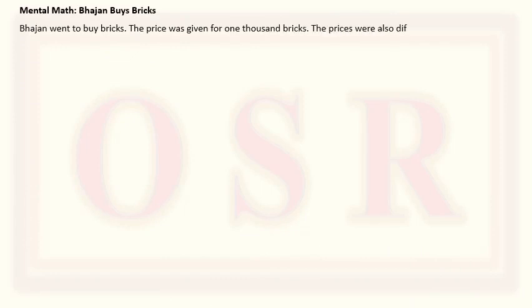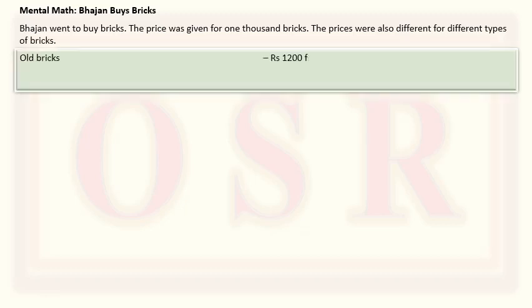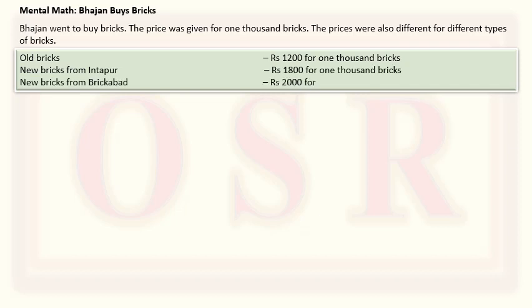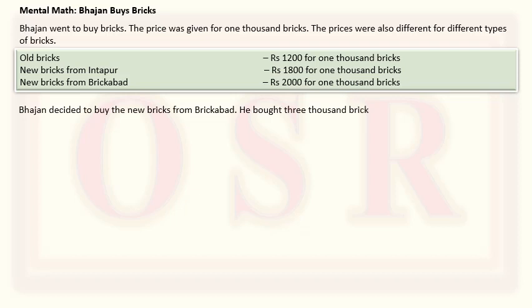Mental math. Bhajan buys bricks. Bhajan went to buy bricks. The price was given for 1,000 bricks. The prices were also different for different types of bricks. Here is the price. Old bricks 1,200 for 1,000. New bricks from Itnapur 1,800 and new bricks from Brickabad 2,000 rupees. All for 1,000 bricks. Bhajan decided to buy the new bricks from Brickabad. He bought 3,000 bricks. How much did he pay?